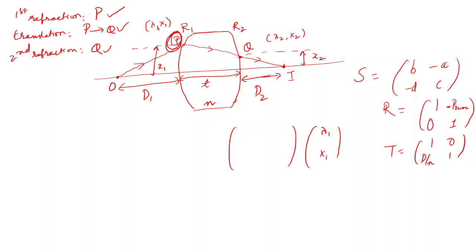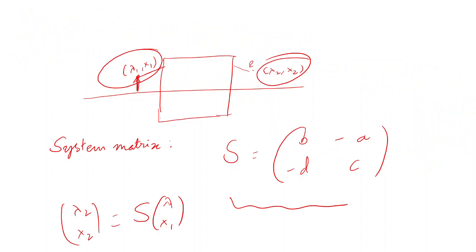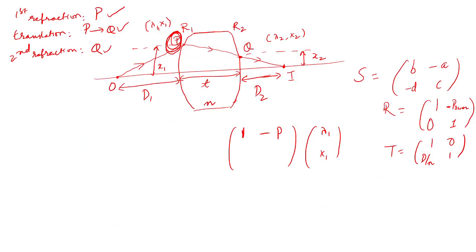So for the first refraction at point P, I would have 1, minus the power at the first surface. So this is the first surface. So I'm writing it as 1, minus P1, 0, 1. So this is the refraction at P, right? Then between P to Q, I have a translation.